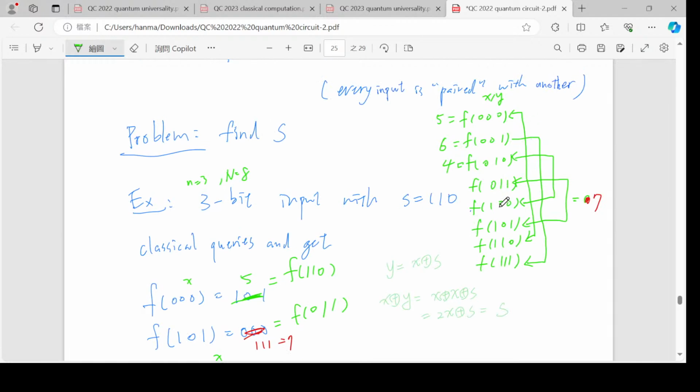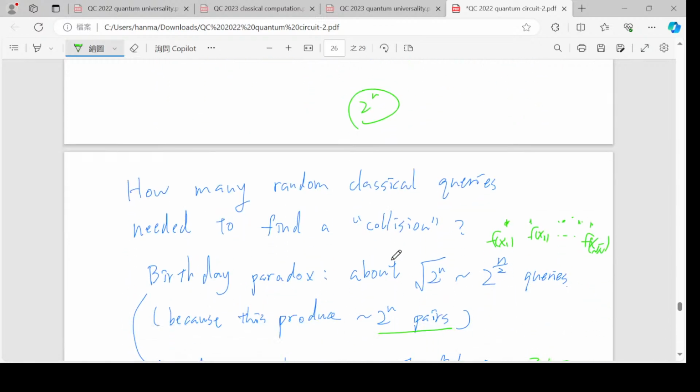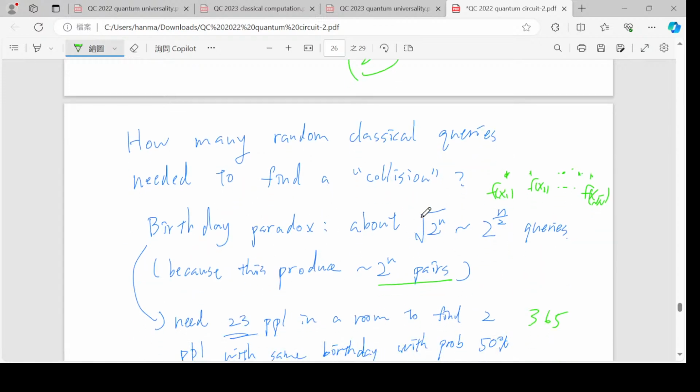And when will we see the collision? You kind of think, well, there are n over 2 pairs, and every two of them has a probability 1 over n to be a pair. So you can kind of think you need order n samples to see a collision. But actually that's not true, because you only need square root of big N queries to do this.